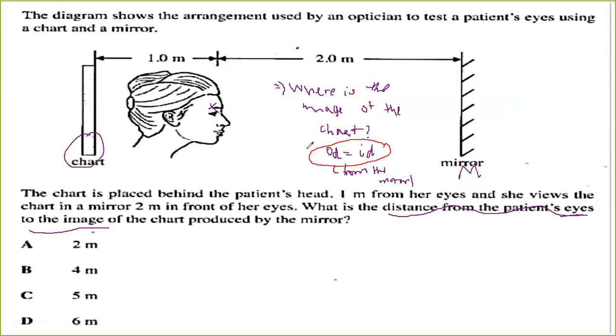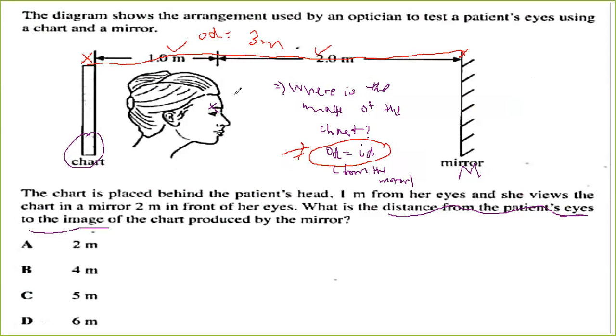What did I just circle? This is my chart. This is my mirror. The distance from my chart to my mirror is what? 1 plus 2, which is 3 meters. So my object distance, OD, is equal to 3 meters.